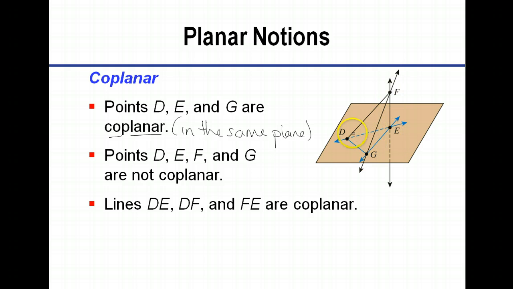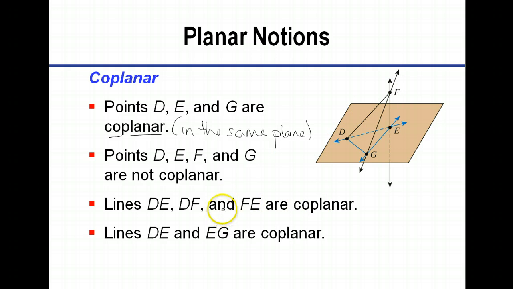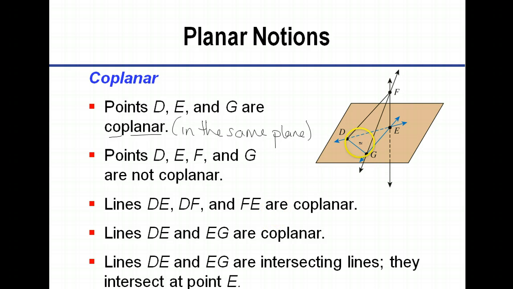Yes, there are more planes that are not shown here that we could actually talk about, and that's what these three are talking about, another plane that's not shown. So let's see, DE and EG, that's the one I just said. Those are coplanar. Yes, and also DG, that would be the same plane as well. Okay, lines DE and EG are intersecting lines. They intersect at a point. They intersect at point E, right?